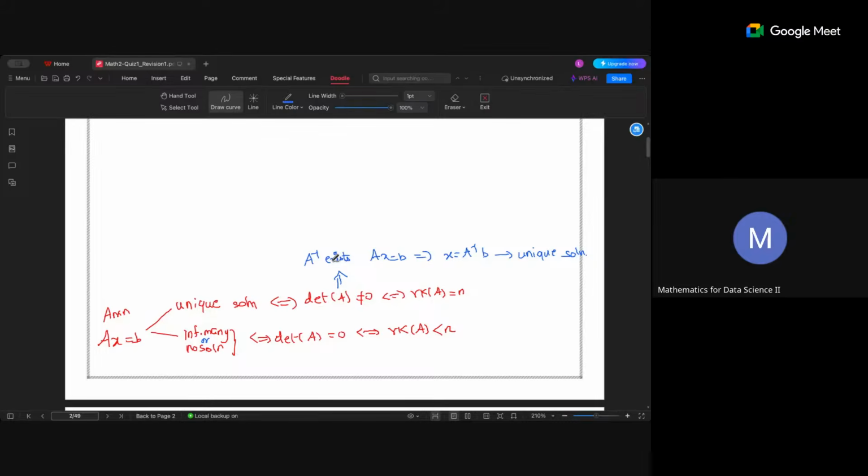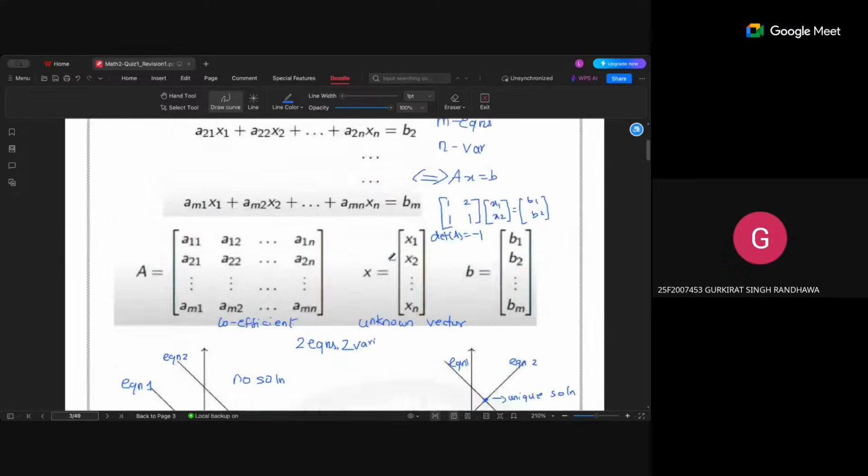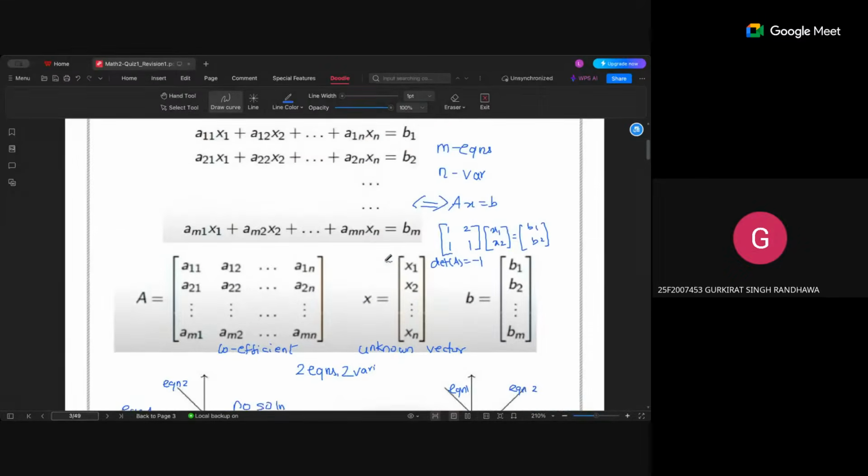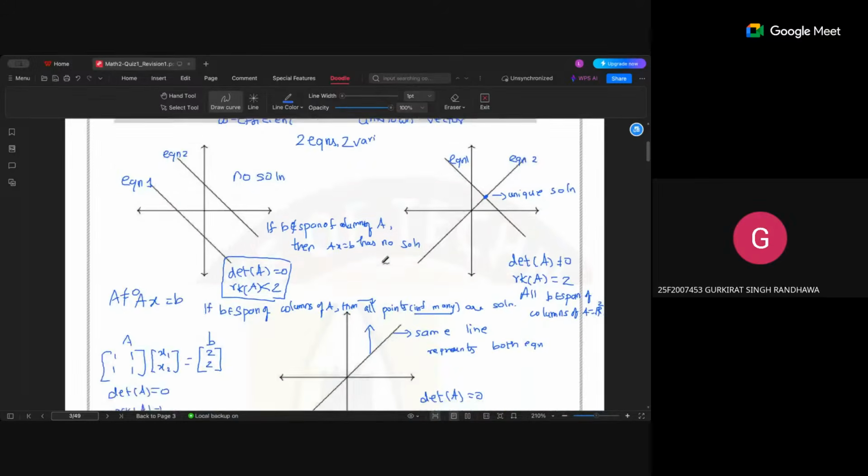Determinant non-zero guarantees the existence of the inverse, but in the other case we don't have the inverse, so we cannot do this. Okay, so what was the question from the other student?